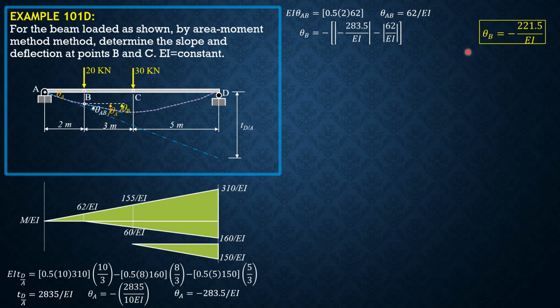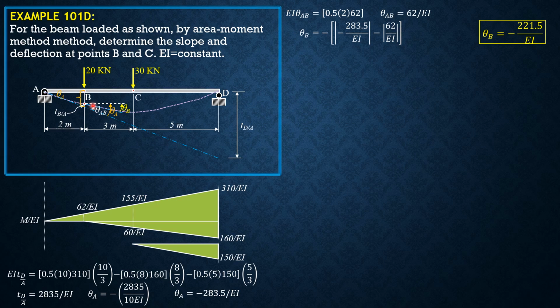Just like theta B when we solve this in example 100D by double integration method. Next, for deflection at B, let's solve for deviation of B relative to the tangent at A first. This distance of point B on the elastic curve to the reference tangent is the deviation of point B relative to the tangent at A. And it is the moment of area between A and B with respect to B.